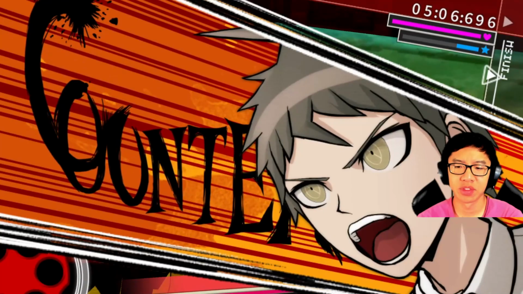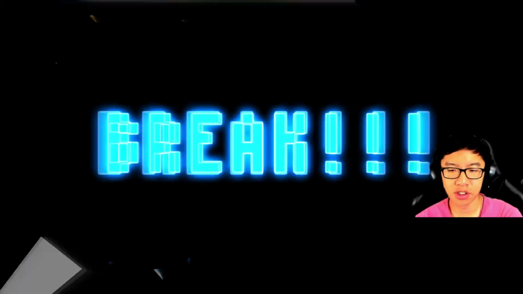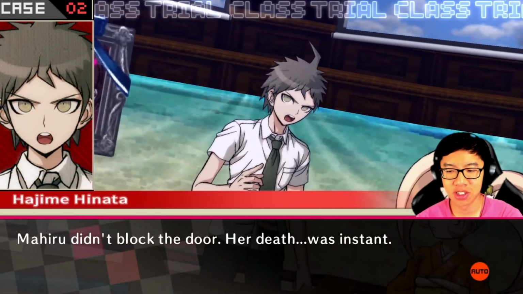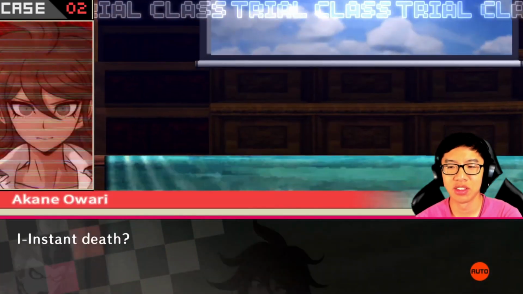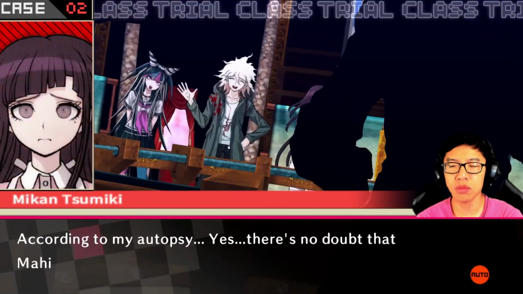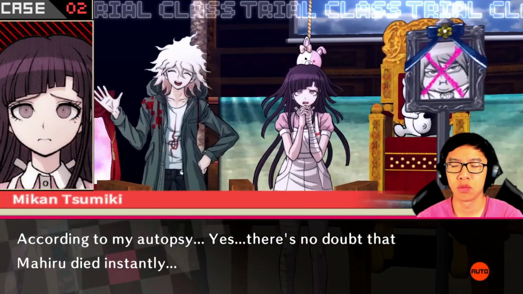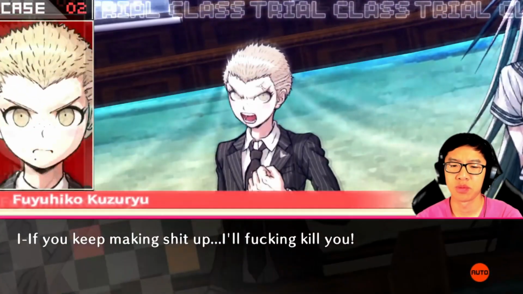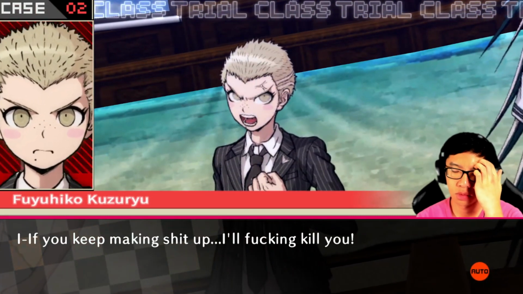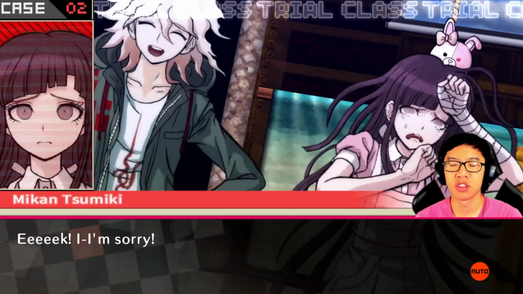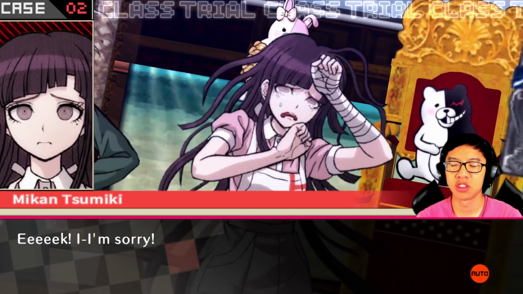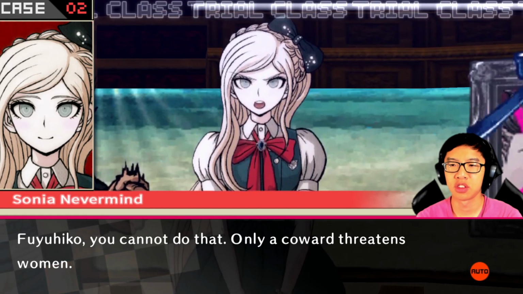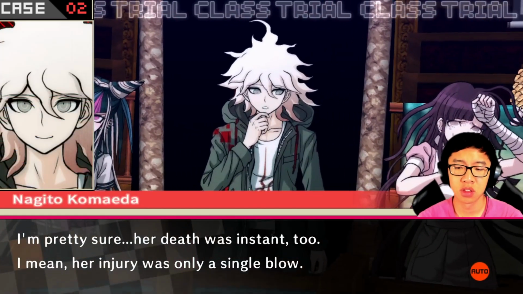No, that's wrong! Jeez, alright, at least I understand these. Mahiru didn't block the door. Her death was instant. Instant death? According to my autopsy, yes, there's no doubt that Mahiru died instantly. If you keep making shit up, I'll fucking kill you! I'm sorry. Ryuhiko, you cannot do that. Only a coward threatens women. I'm pretty sure her death was instant, too.